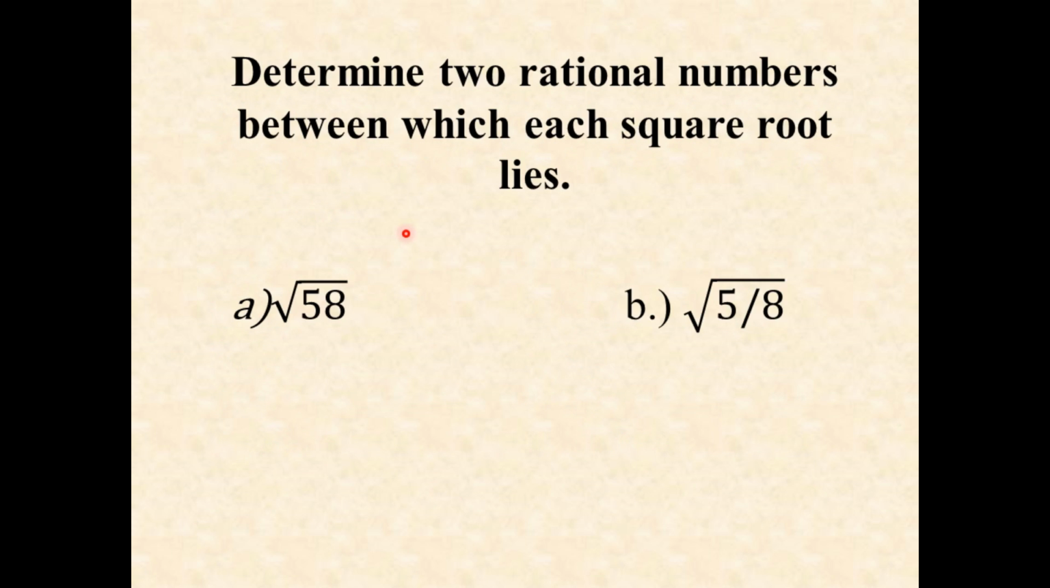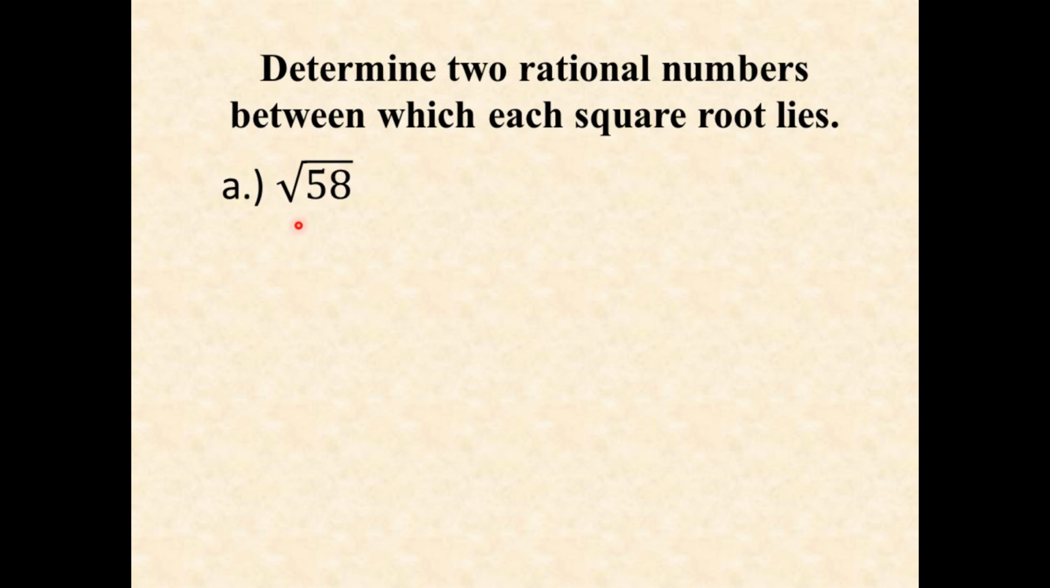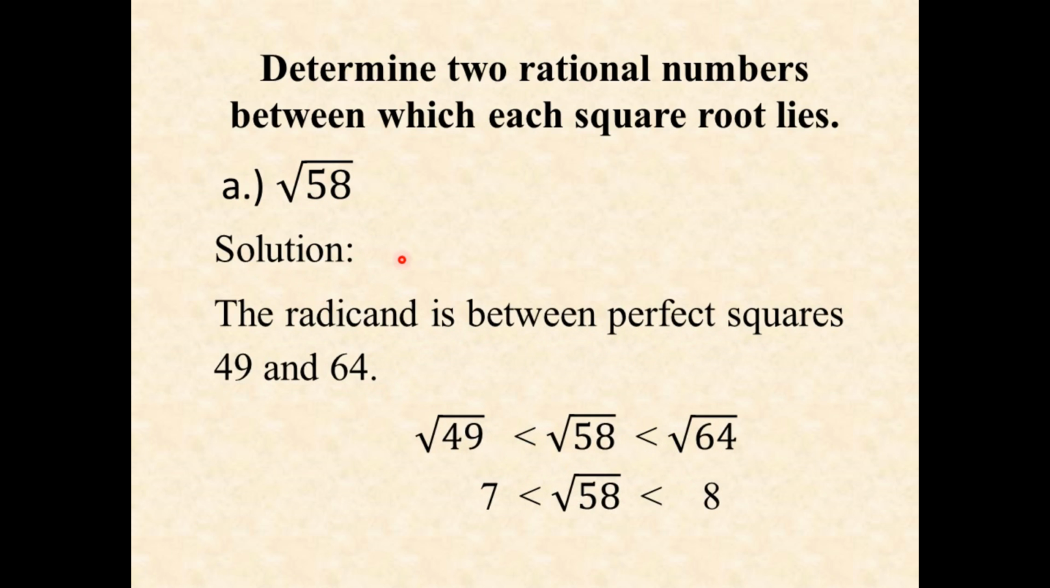Okay, so this time we're going to discuss how to determine two rational numbers between which each square root lies. Okay, so we have here two problems. Let us deal with square root of 58. So square root of 58, guys, is not a perfect square number. So how are we going to know which two rational numbers this value lies between? Alright, so let me show you the solution.